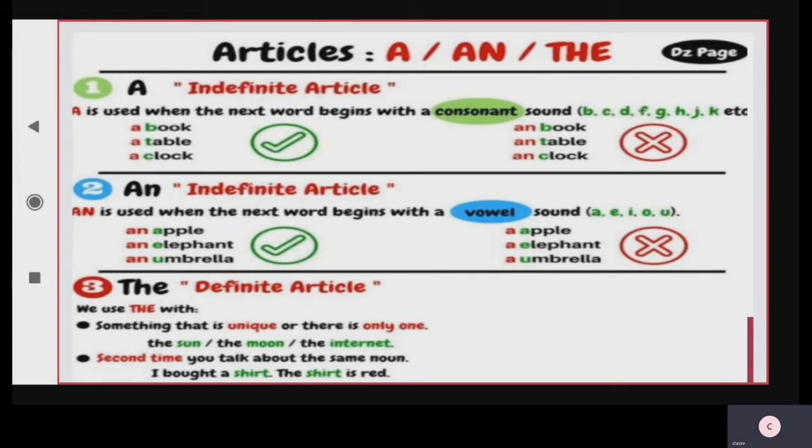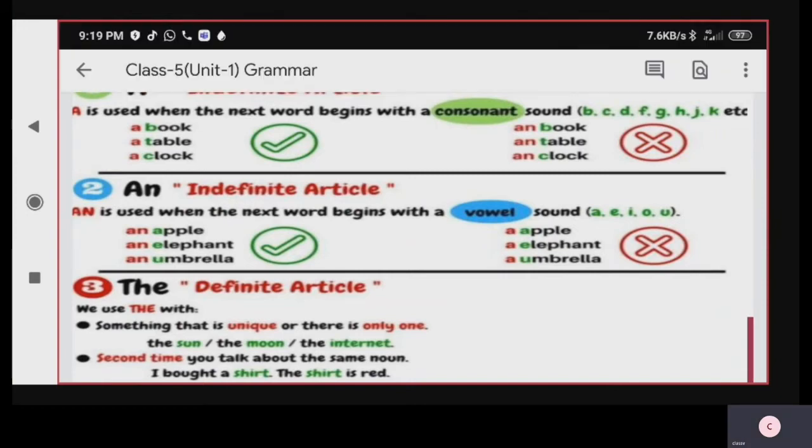Second one, an. It is an indefinite article. An is used when the next word begins with a vowel sound, which means we use an before a word that begins with a vowel sound. Example, an apple, but not a apple. An elephant, but not a elephant. An umbrella, but not a umbrella.